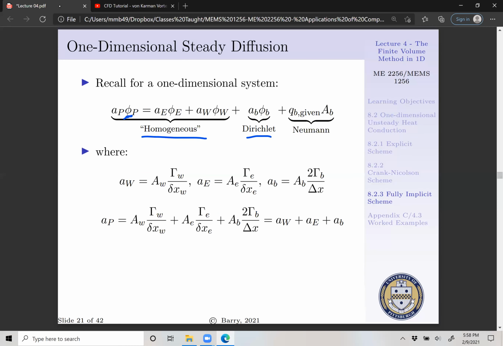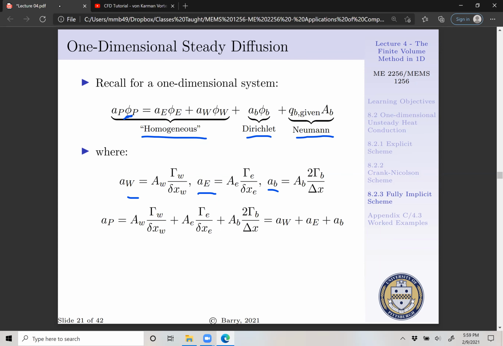And we can apply our Dirichlet and Neumann boundary conditions as we had previously defined. Once again, a_E and a_W are defined as our area times our diffusivity per our spacing between our cell centers. Our a_B, which is our coefficient for our cells, or really for our boundaries or interfaces existing in our boundary, is going to be 2 per delta x times our boundary diffusivity.